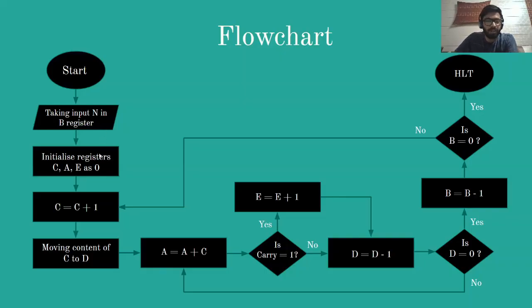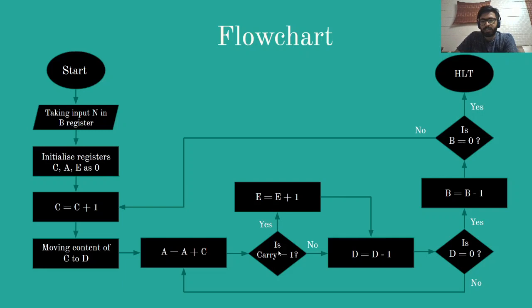So we'll begin the next step by increasing the value of register C. Then we will move the content of register C to D. I'll show you why I am doing this further. Then we will add the content of register C to A. We'll check then if the carry flag is 1. If the carry flag is 1, we will increment the value of E.